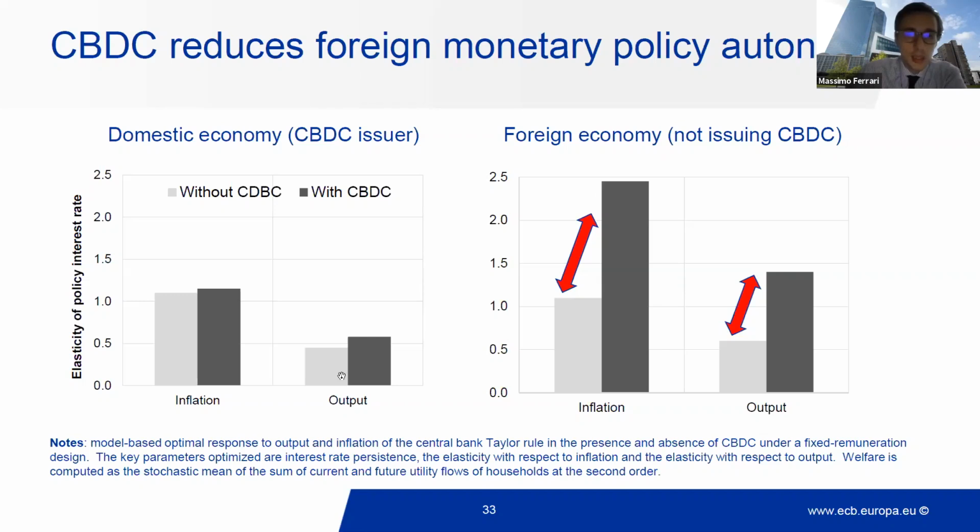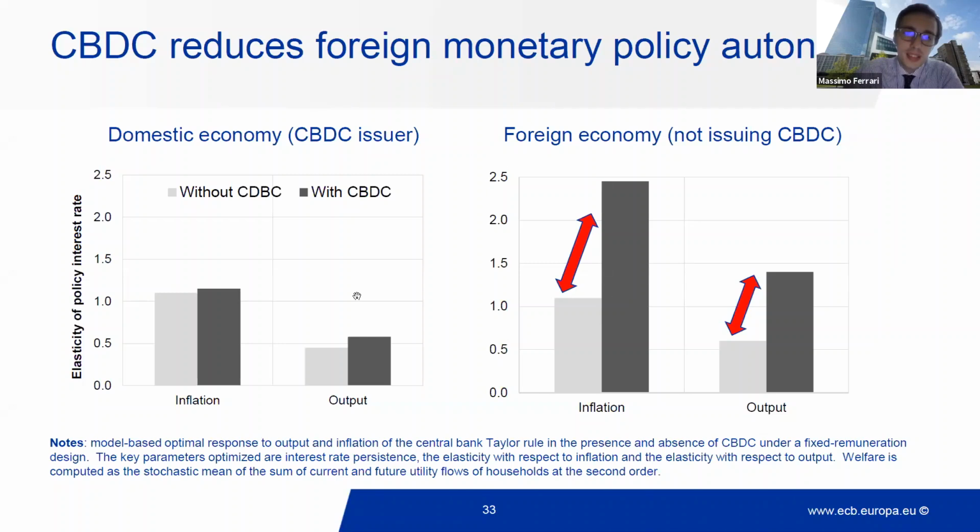When the foreign central bank needs to think about its optimal monetary policy strategy, when the CBDC is implemented, all of a sudden it has to react much stronger to inflation and much stronger to output in order to stabilize the domestic business cycle. And why is it so? Well, this is actually embedded in the impulse responses I've shown you before. There you would see that when the CBDC is introduced, spillover shocks are much higher, and hence the central banks need to act more aggressively to stabilize the business cycle.